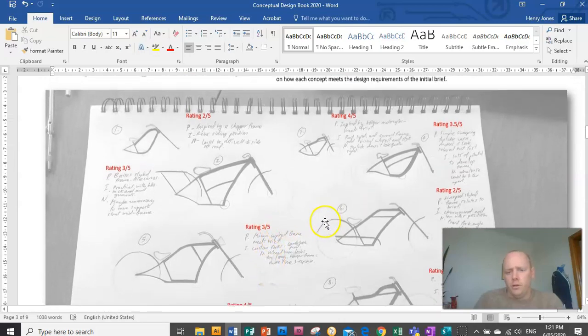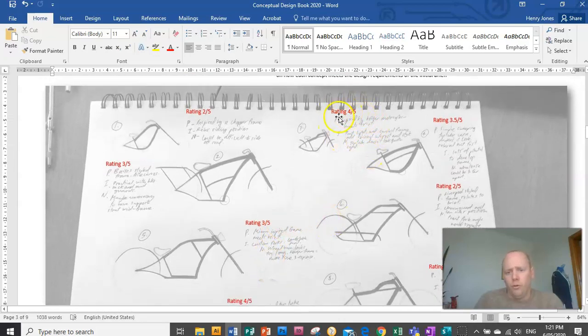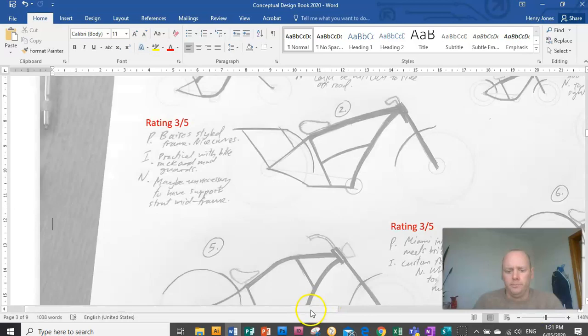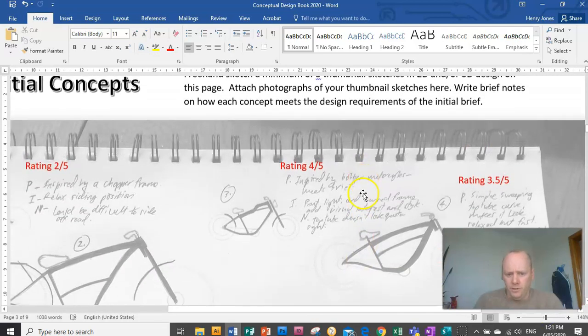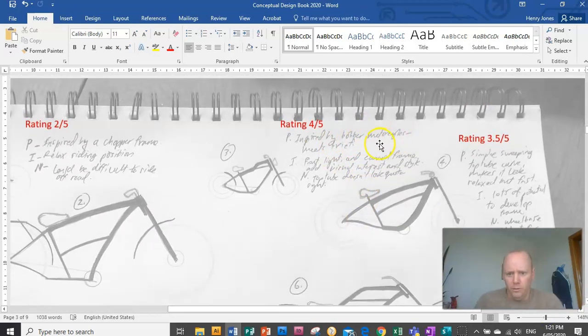So I've said that concept 3, I've given it a 4 out of 5, and I've said it's inspired, I'll just zoom in for you so you can see, by a bobber motorcycle design, and that really meets that brief that I was going for. It's got a front light, and it's got a nice curved frame that I find visually interesting. The top tube doesn't look quite right at this stage, but I think it's got potential as I develop it further.